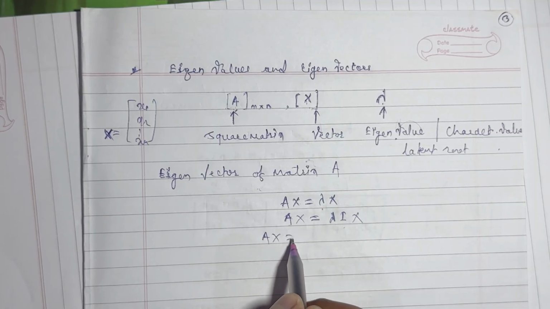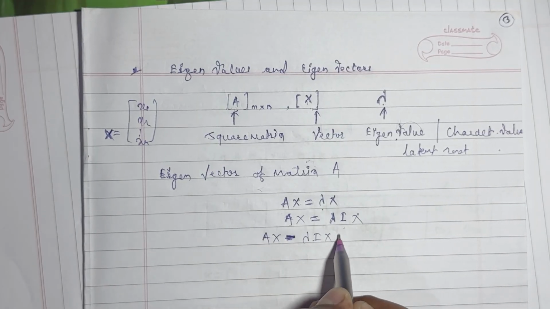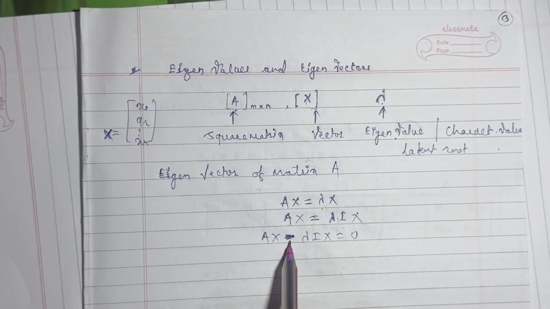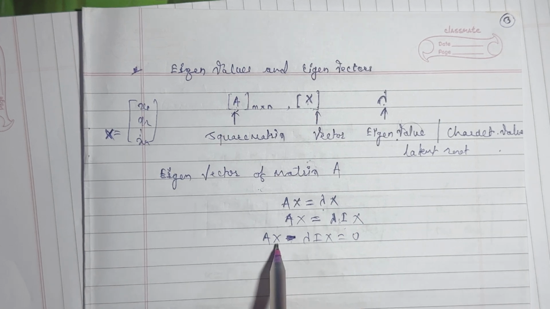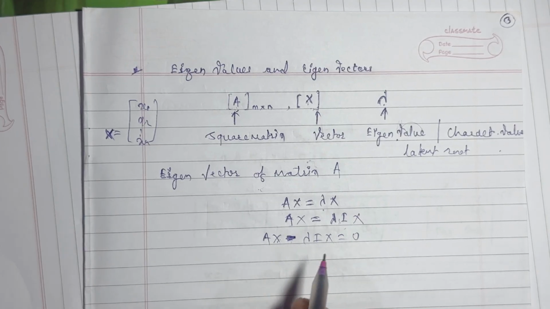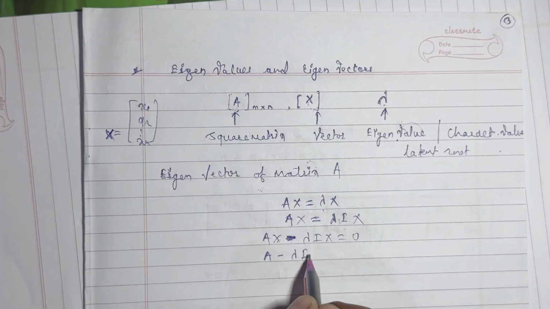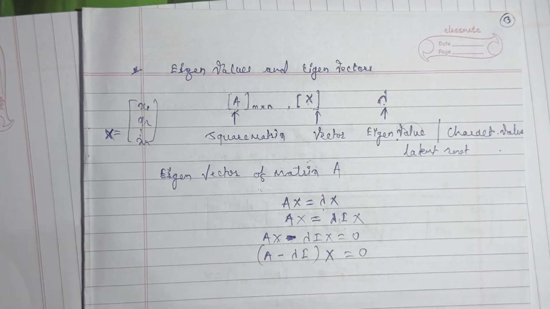Ax, which is equal to λx, minus λIx equals 0. What I have done: I take the positive λIx to the other side, and I get the negative λIx. So we can take the eigenvector x out of these two terms. We write (A − λI) times the vector x, which is equal to 0.